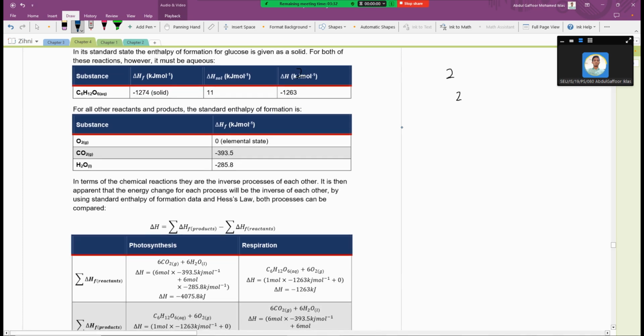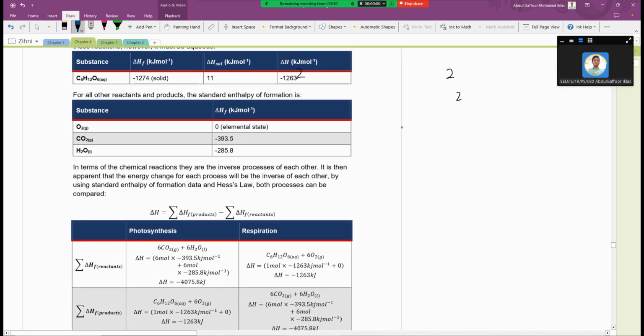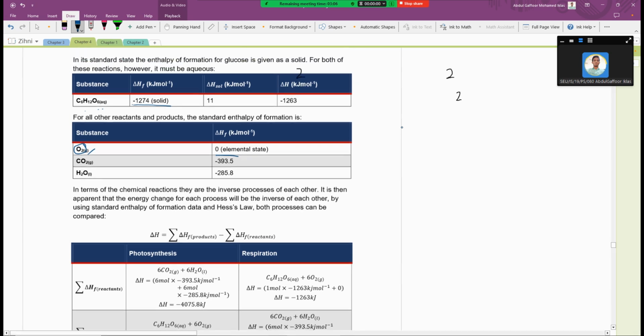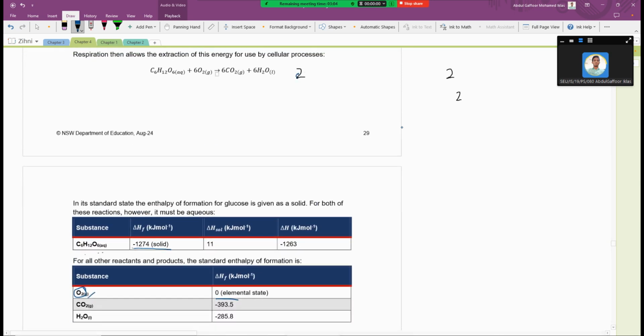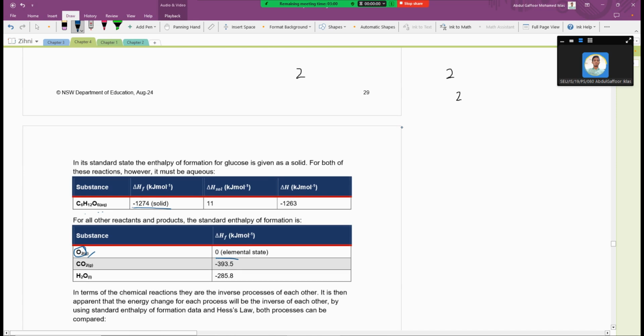Now for photosynthesis and respiration, we have to calculate the delta H, right? For that, we should know the formation enthalpy of glucose, oxygen, carbon dioxide and water. Definitely for oxygen, that is 0, because oxygen is the naturally occurring stable element, right? For the others, they have given this amount of energy. And in the chemical equation, we are using glucose aqueous. Then solution enthalpy also should be given.